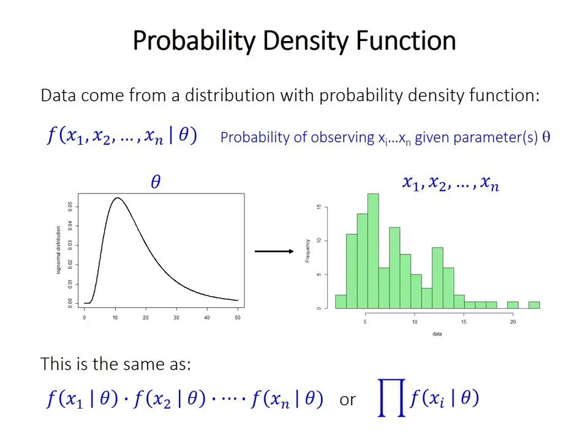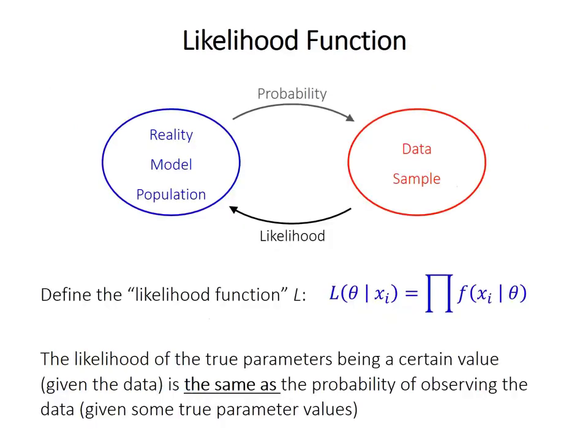So given the way that conditional probabilities work, we can also treat this as the probability of observing x1 given the parameters, multiplied by the probability of observing x2 conditional upon those parameters, and so forth. So in other words, we get the product, that capital Pi symbol, of the probability of observing each data point given the parameters. But remember that likelihood is just the reverse of probability. So to get our likelihood function, we can define it this way.